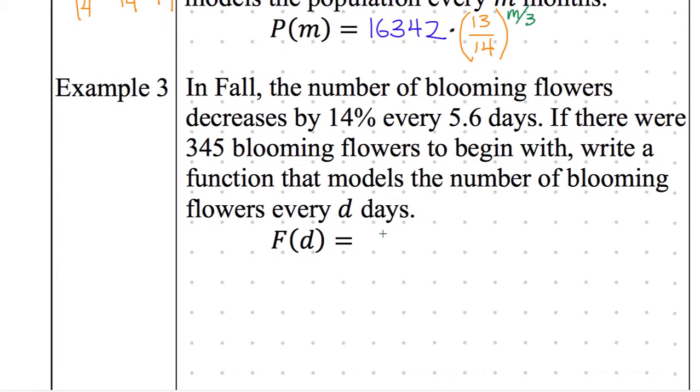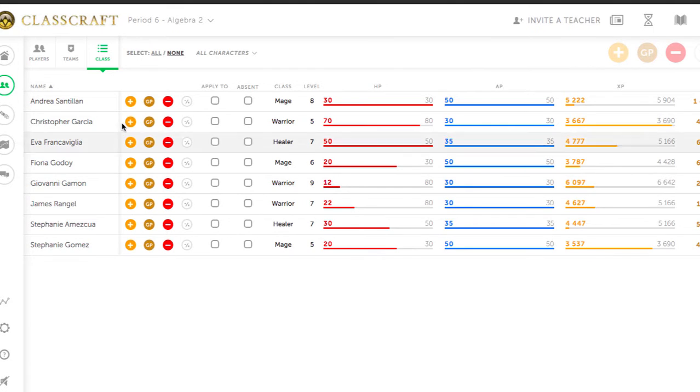Another reader, Andrea. In the fall, the number of blooming flowers decreases by 14% every 5.6 days. But there were 345 blooming flowers to begin with. Write a function that models the number of blooming flowers every 8 days. Beautiful reading again. We have some really good readers in here.